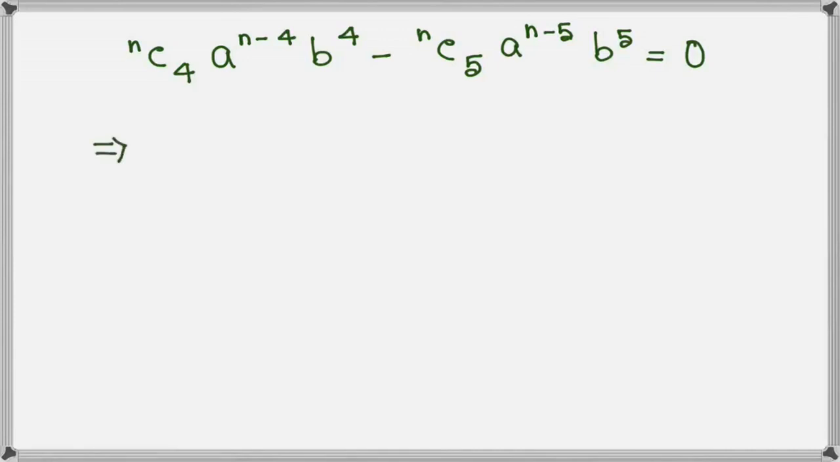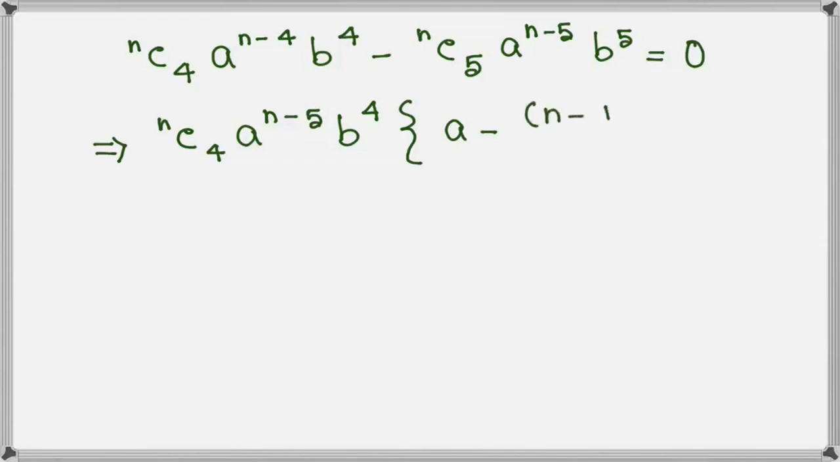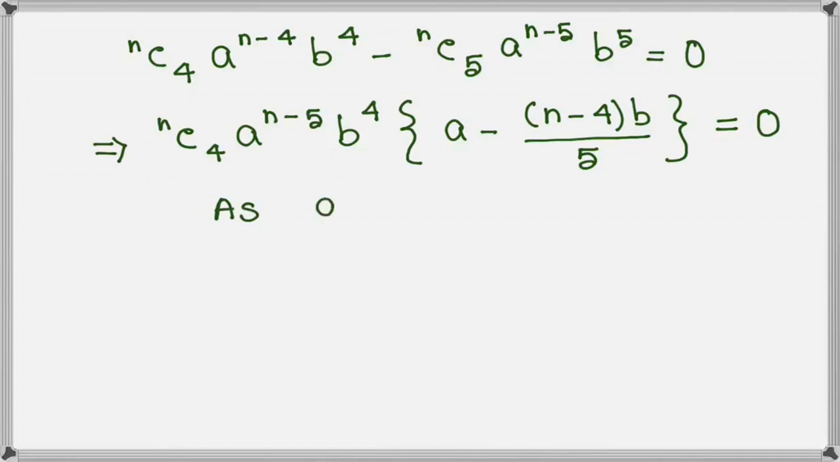Now let us take nC4 into a to the power n minus 5 into b to the power 4 common. Then we get (a minus (n minus 4) into b divided by 5) is equal to 0. We are given that a and b are non-zero.